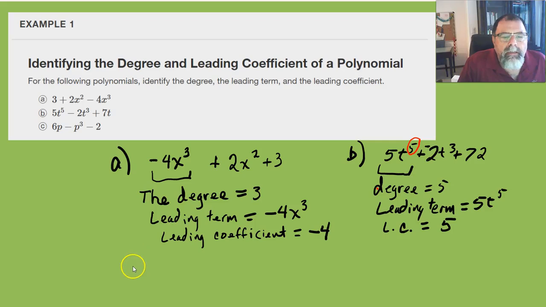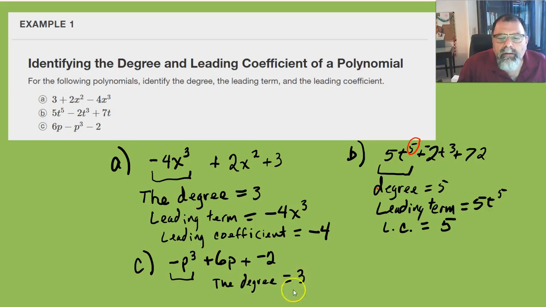And then for C, this is not in descending order, so it'd be negative p to the 3rd plus 6p plus negative 2. So this is our leading term. So the degree would be the power, which is 3. The leading term, let's write LT, is negative p to the 3rd.